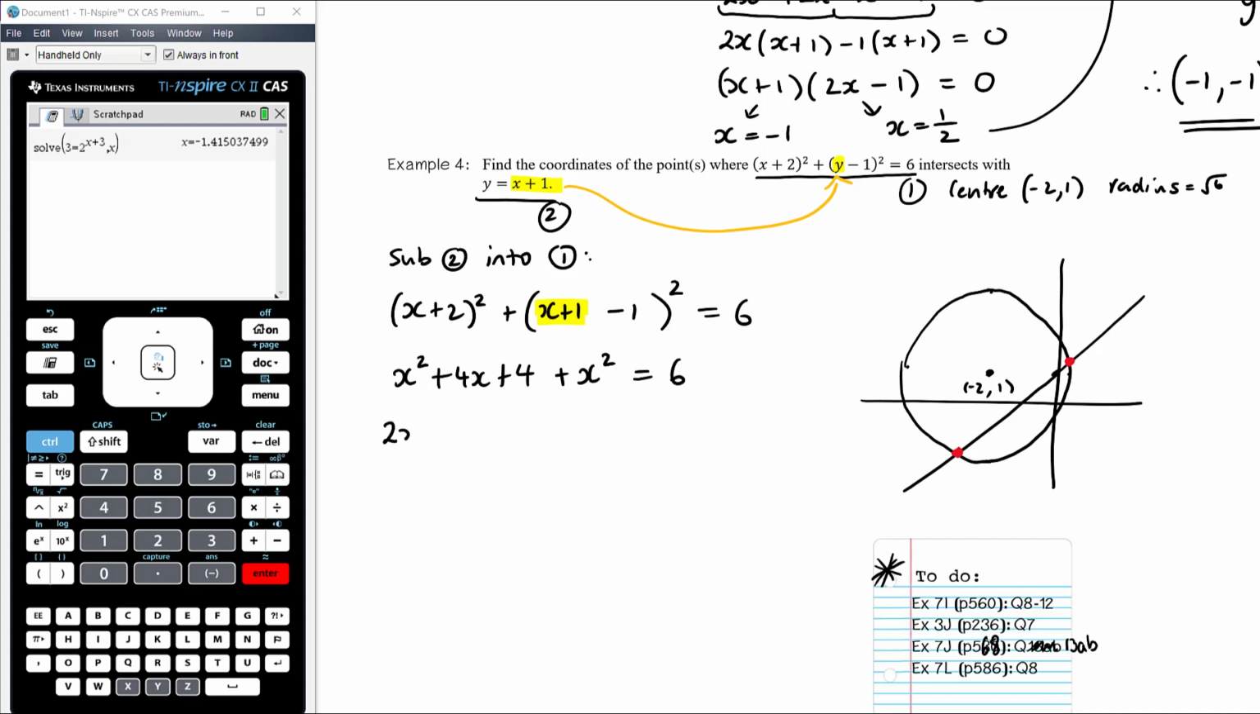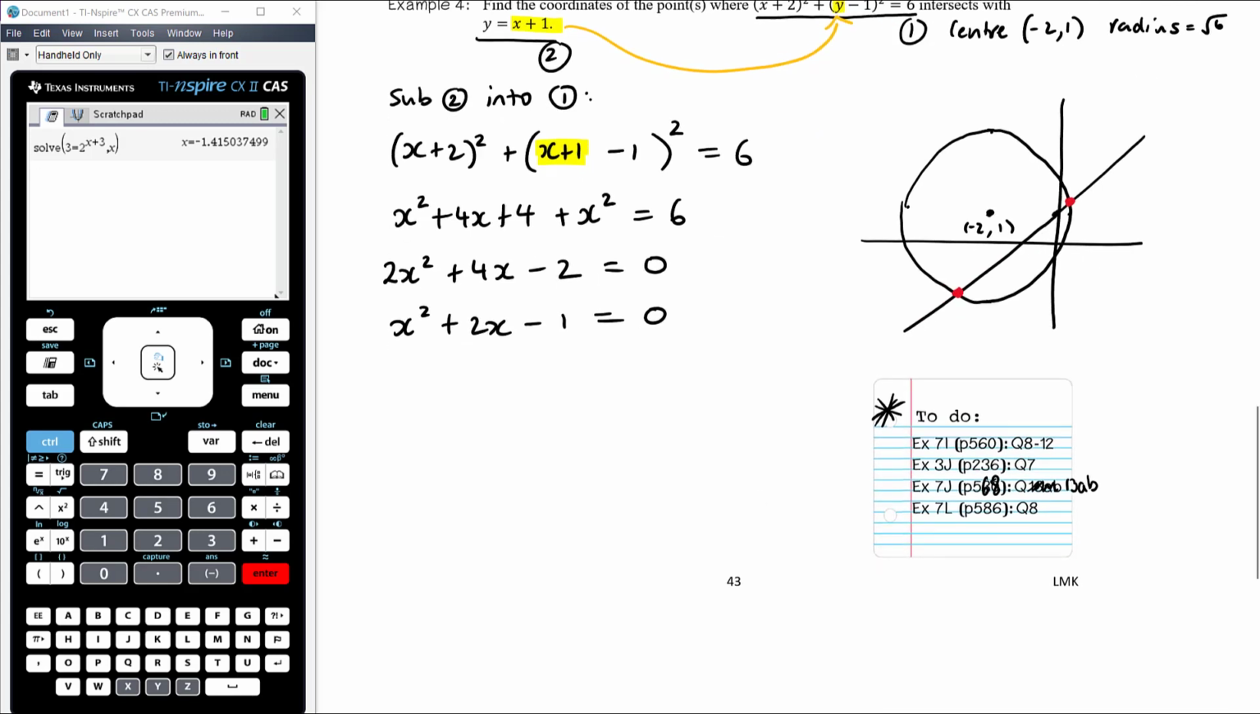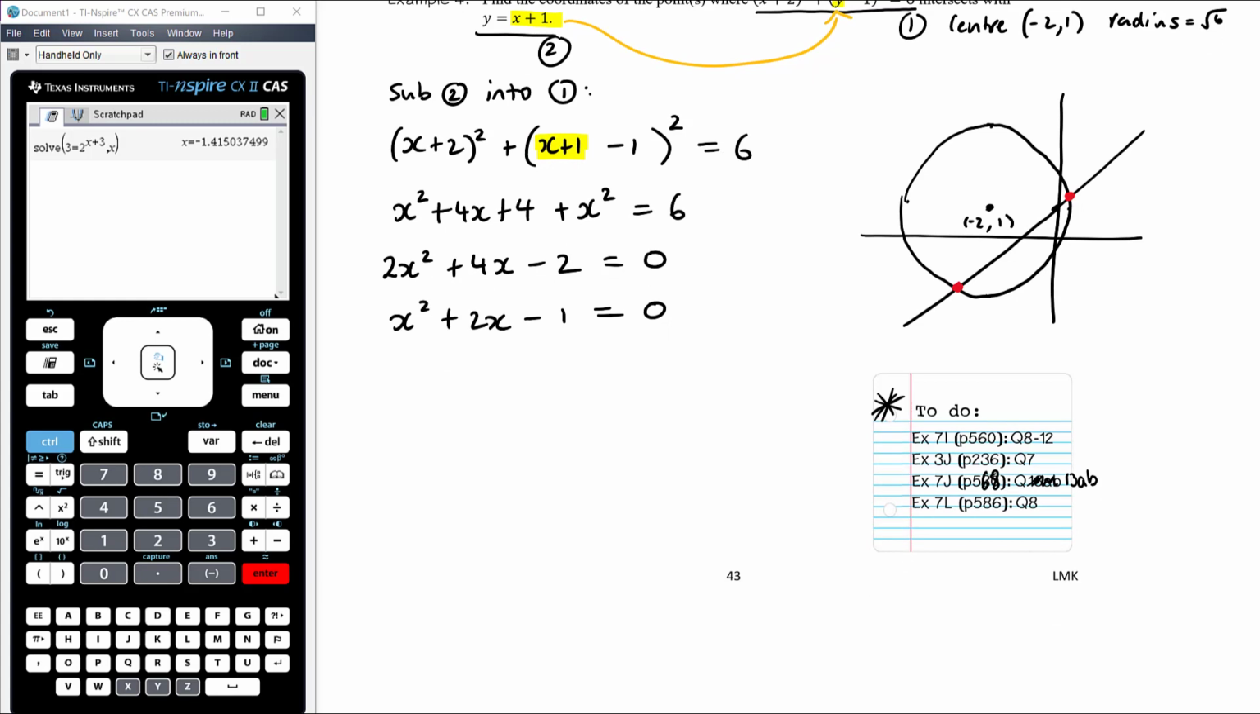Okay, so we've got 2x² + 4x. Let's take away 6 as well, so −2 equals 0. Nice common factor of 2. x² + 2x − 1 equals 0. Factors of −1 that add up to positive 2? Okay, they don't exist, so what do we do if our quadratic doesn't factorise? Yes, we can complete the square.